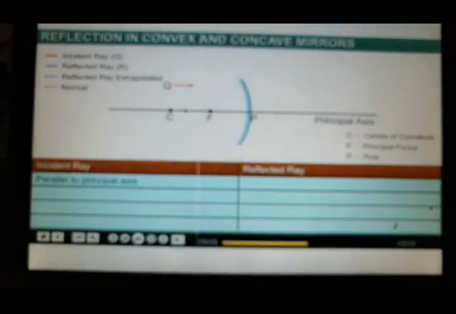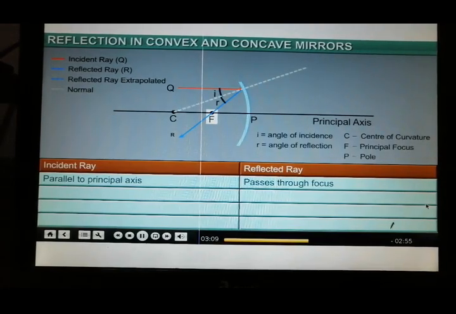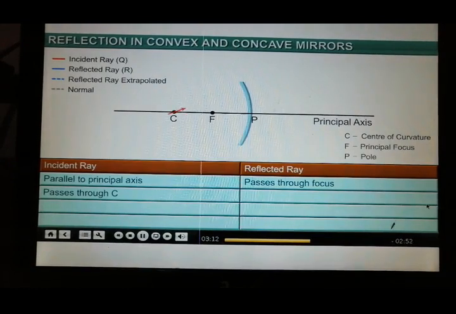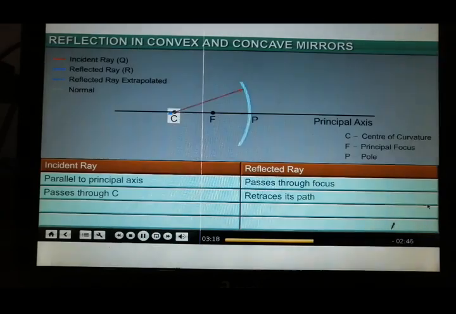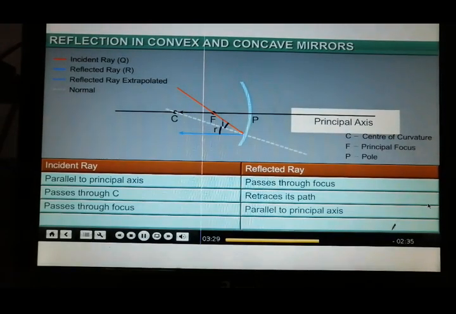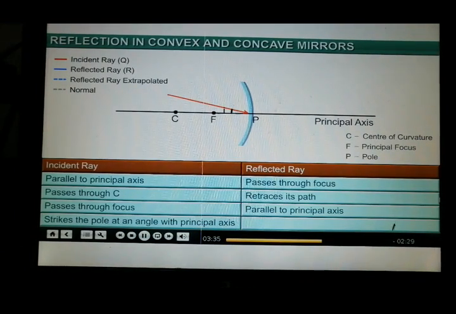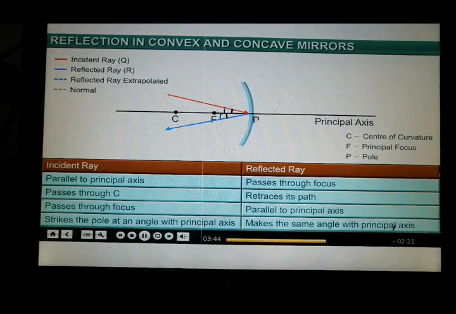If the incident ray is parallel to the principal axis, the reflected ray passes through the focus. If the incident ray passes through the center of curvature, the reflected ray retraces the path of the incident ray. If the incident ray passes through the principal focus, the reflected ray goes parallel to the principal axis. If the incident ray strikes the pole at an angle with the principal axis, the reflected ray also makes the same angle with the principal axis on the other side.